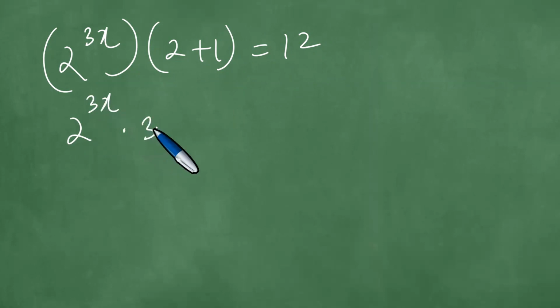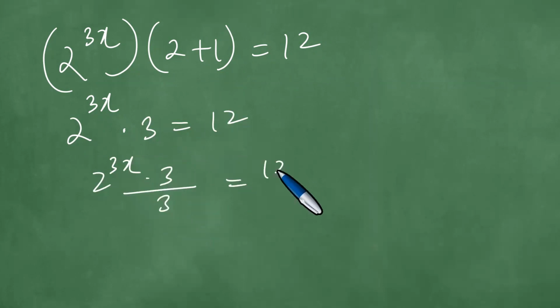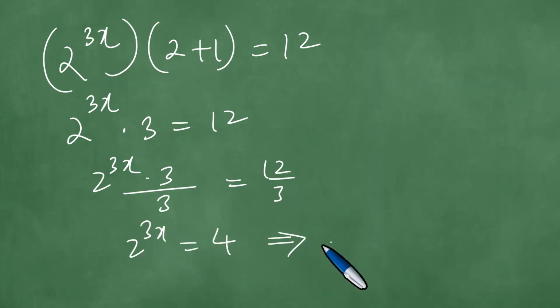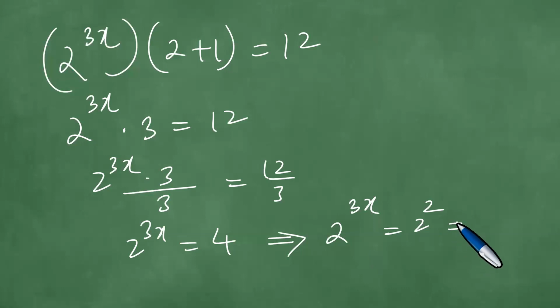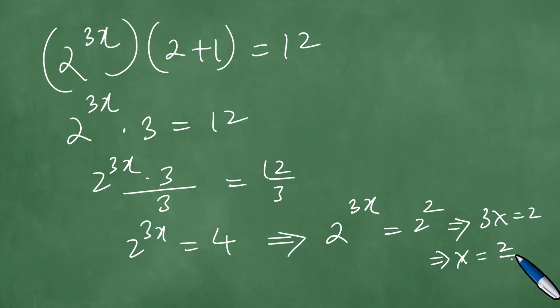It is 3. Equals 12, meaning 2 to the power 3x times 3 equals 12. You divide by 3 on the left, you divide by 3 on the right, and 2 to the power 3x equals 4. And the 4 is 2 to the power 2. So the bases are the same, and therefore the powers are equal: 3x equals 2, which means x is 2 over 3.